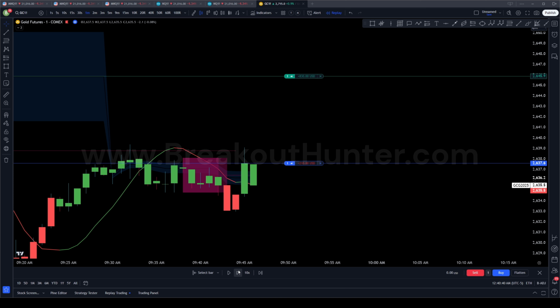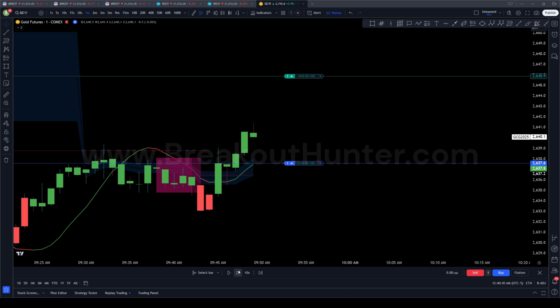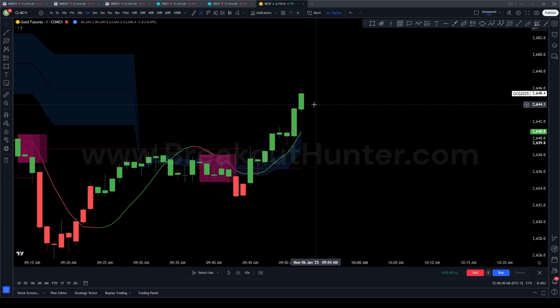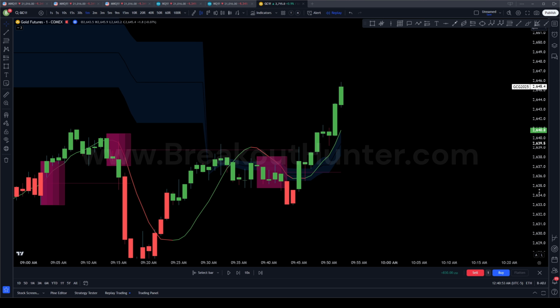And I'm taking a little bit of drawdown, not too bad. And then here we go. We're looking good. And TP was smashed in a couple of minutes. So there is an opening session trade for New York.